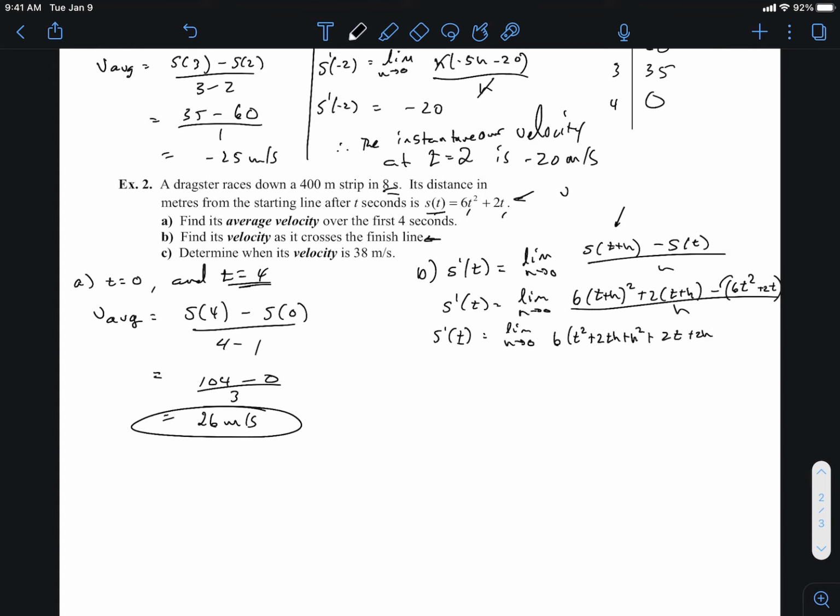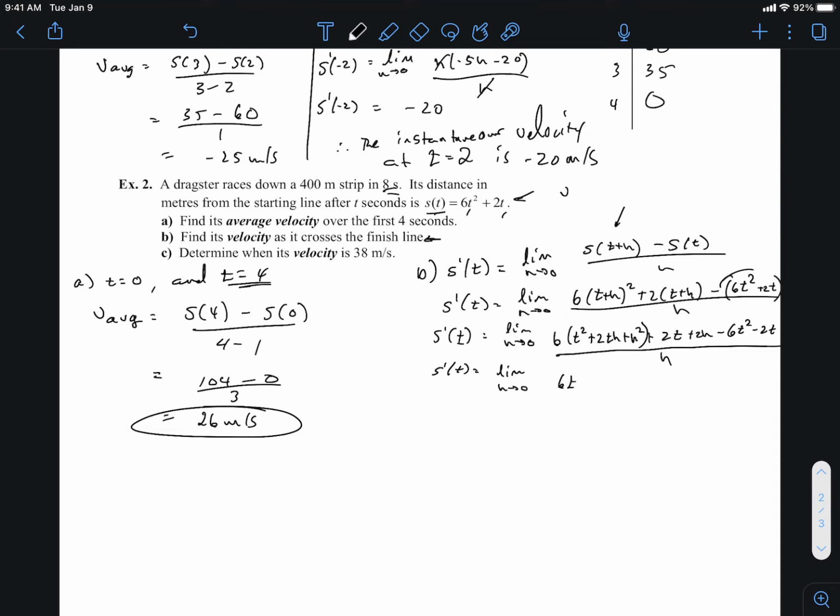And then distribute the minus into both things. You're going to get minus 6t squared minus 2t, all divided by, sorry, I'm just missing one thing here, bracket, h. Okay, so now distribute the 6 in, and then we should be good to go. Limit as h goes to 0.